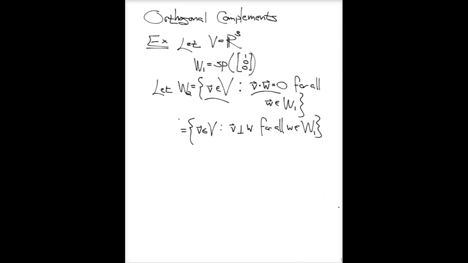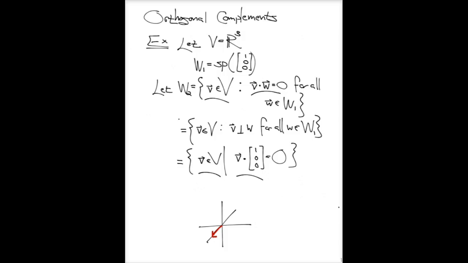Now W1 is just spanned by a single vector (1, 0, 0), and it's easy to see that a vector v is orthogonal to every vector in W1 if and only if v is orthogonal to the one basis vector in W1. And so we can write this set in yet another way as follows. W2 is all v in V such that v dot the basis vector (1, 0, 0) is 0. Any way you write it, it's easy to visualize the subset W2.